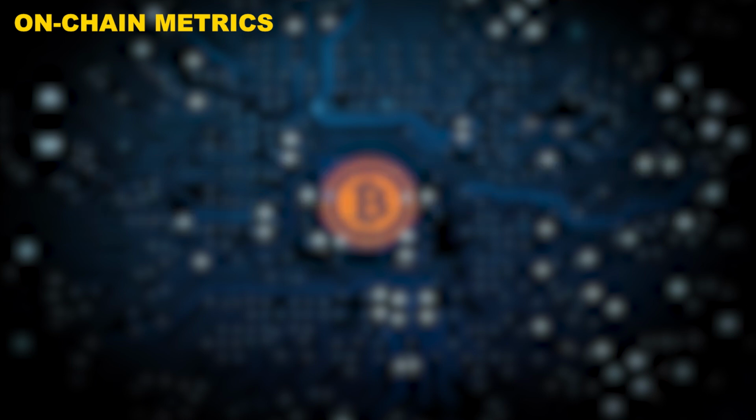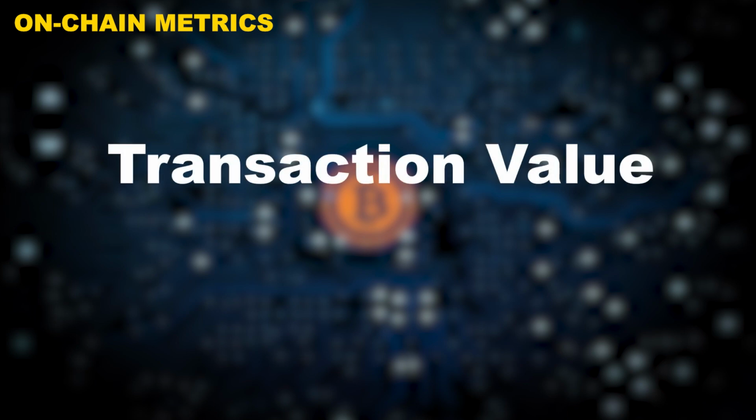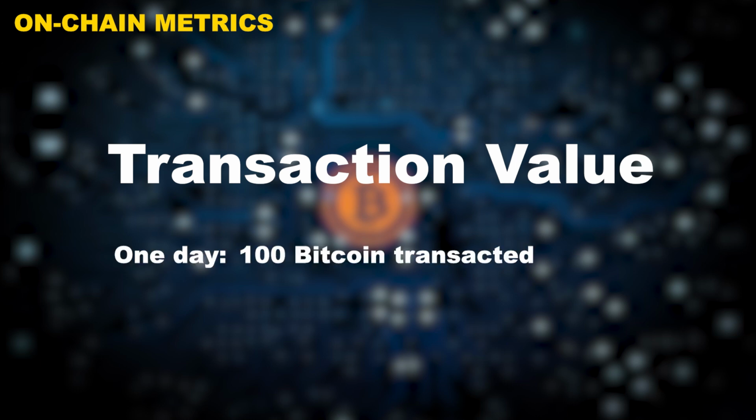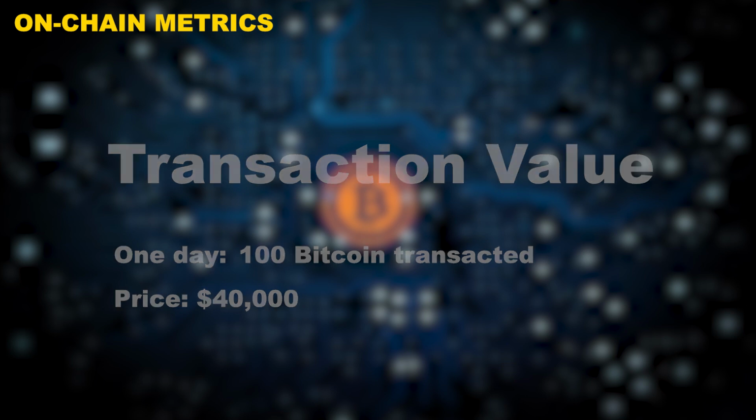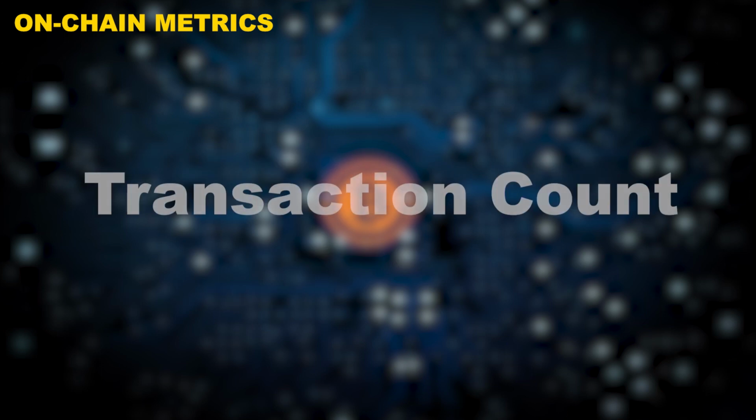Alright, the first metric I want to explain is transaction value, which tells us how much value is transacted over a period of time. For example, consider that in one day, a total of 100 Bitcoins are transacted on the network, worth $40,000 for each coin. With this information at hand, we say that the daily transaction volume was $4 million, or it can also be measured in terms of the blockchain coin or token, just to say that the daily transacted volume was 100 Bitcoins.